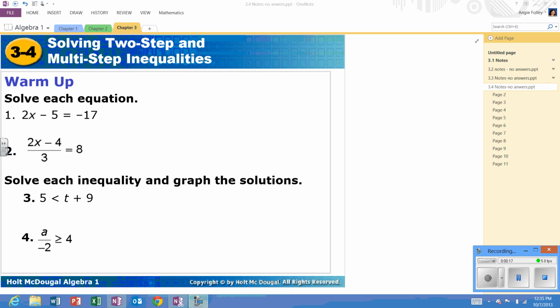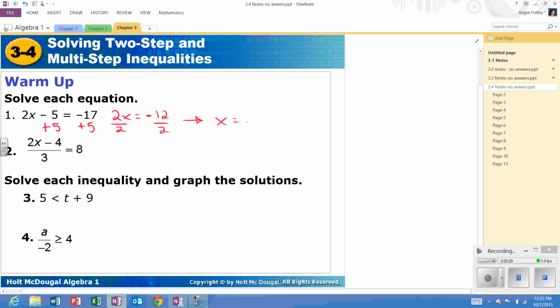So this first one, we want to get rid of the 5. So we're going to add 5 to both sides. And that's going to become 2x equals negative 12. And then we're going to divide both sides by 2. So x equals negative 6.